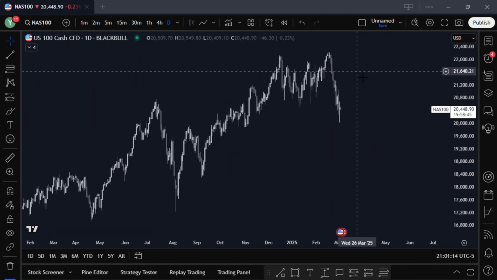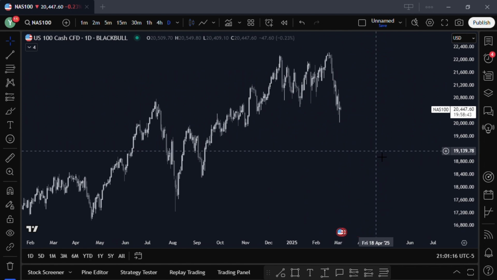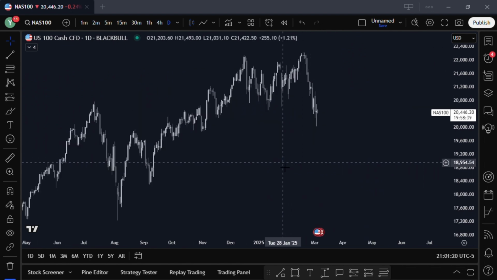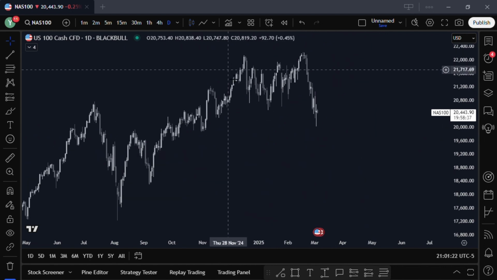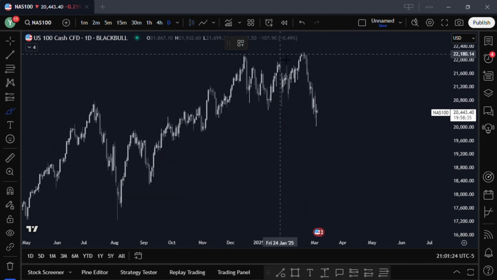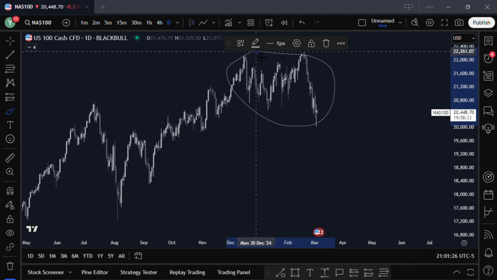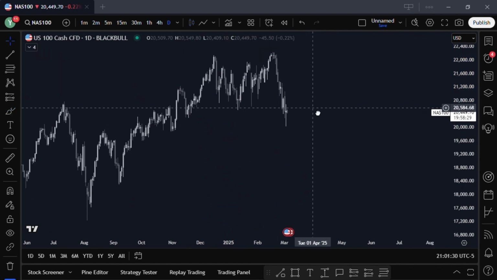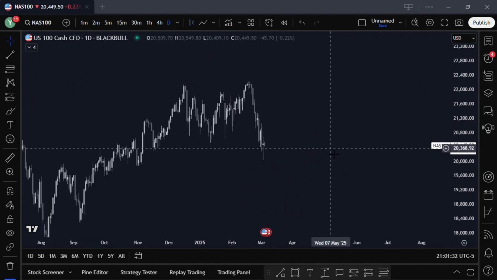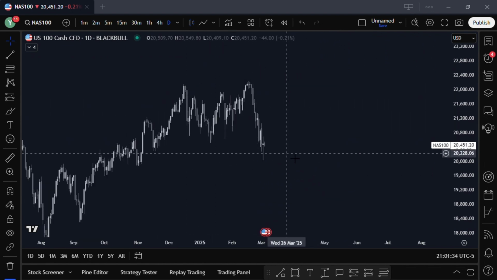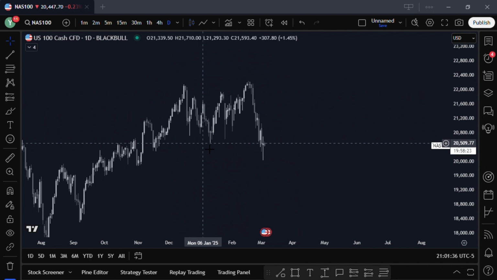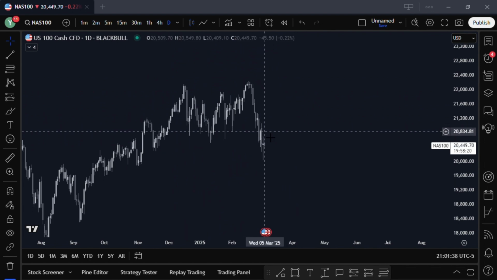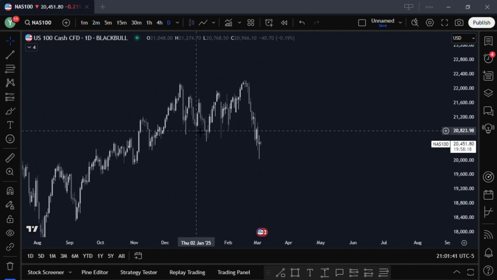So let's see, where do we have our first accumulation, manipulation, and distribution? The first one that's sticking out to me is honestly this structure right here. Now, it's not finished yet, it's not complete, but it could be possible accumulation, manipulation, and distribution. And actually, it might be. So we have this right here.